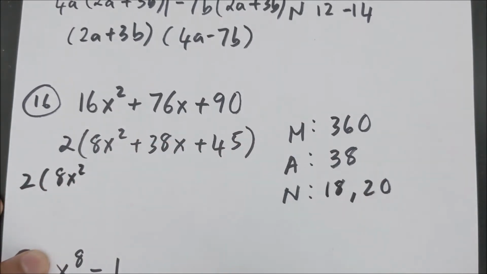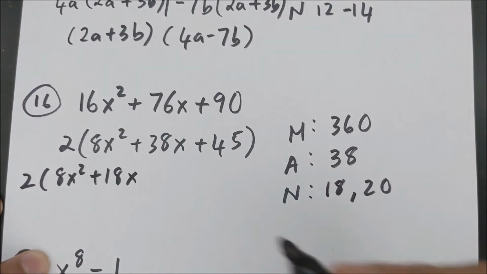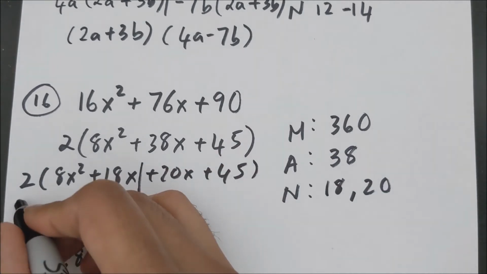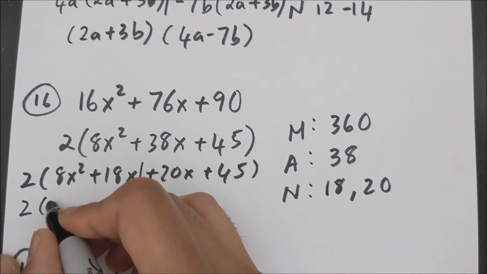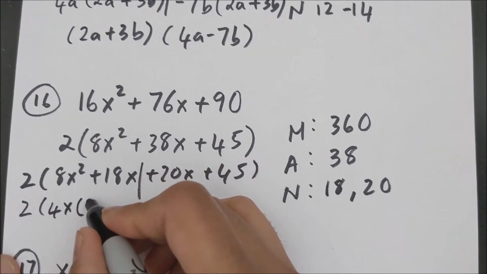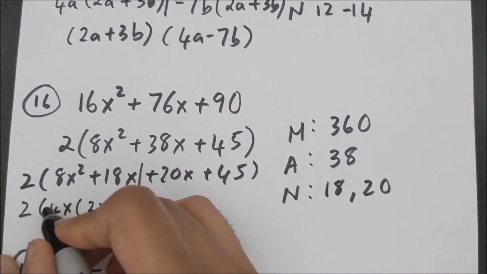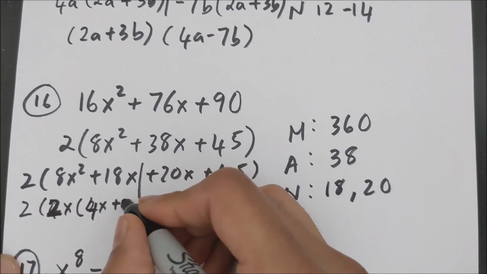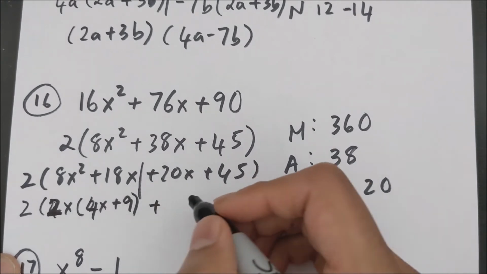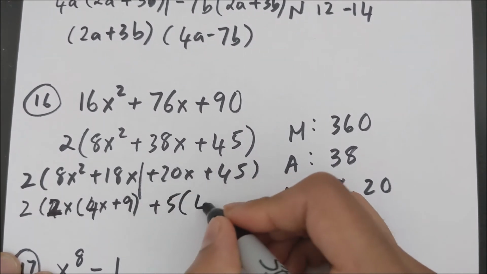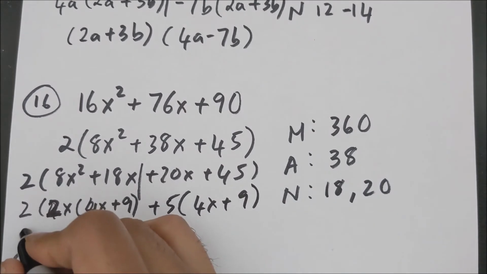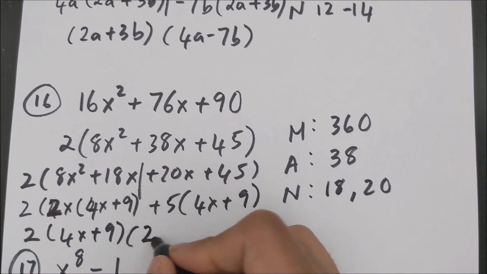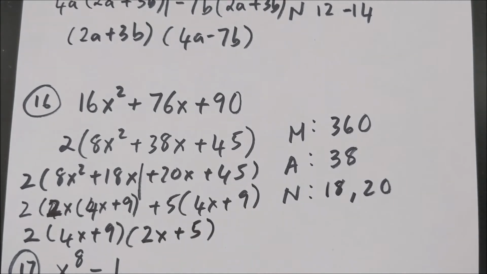So that's 8x squared plus 18x plus 20x plus 45. Do my grouping, so 2x, 4x plus 9, plus 5, 4x plus 9. So my final solution is 2, 4x plus 9, 2x plus 5.